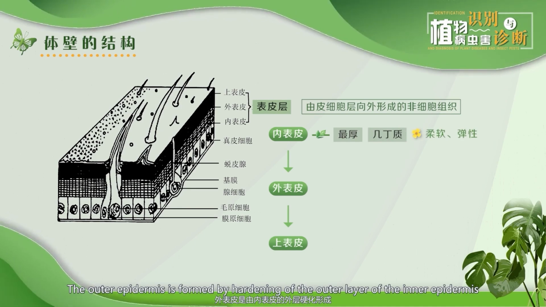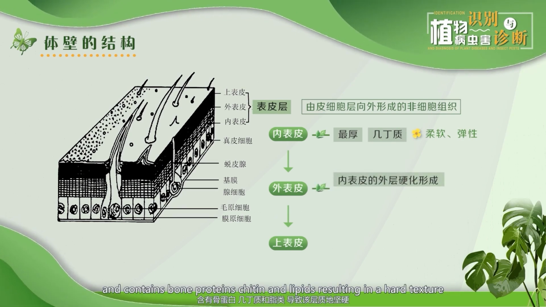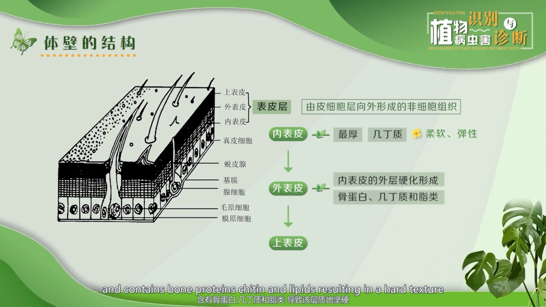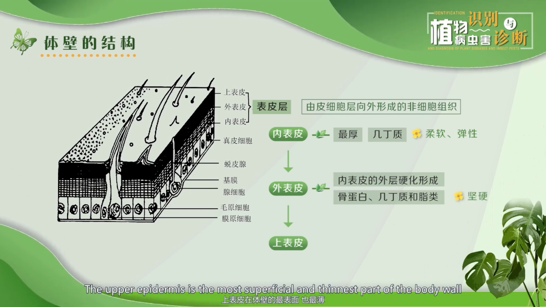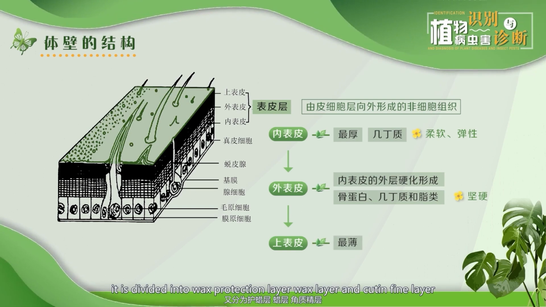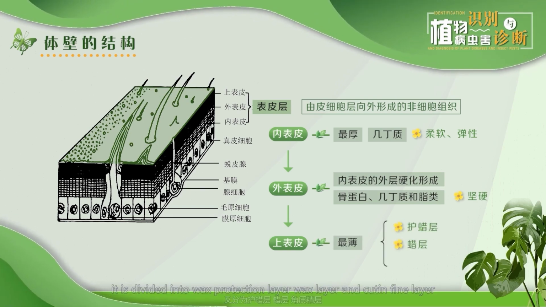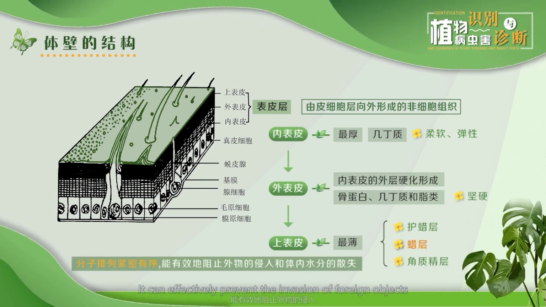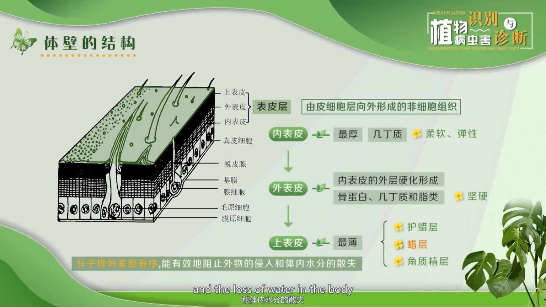The outer epidermis is formed by hardening of the outer layer of the inner epidermis and contains bone proteins, chitin, and lipids, resulting in a hard texture. The upper epidermis is the most superficial and thinnest part of the body wall. From the surface inward, it is divided into wax protection layer, wax layer, and cutin fine layer, in which the molecules of the wax layer are closely arranged in order. It can effectively prevent the invasion of foreign objects and the loss of water in the body.